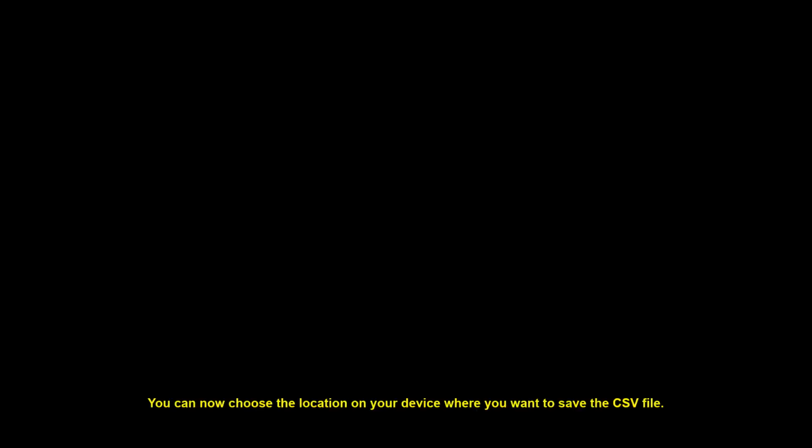You can now choose the location on your device where you want to save the CSV file. After selecting the location, click on the Save button. The CSV file will start downloading to your chosen directory. Once the download is complete, locate the file in your device's File Explorer.